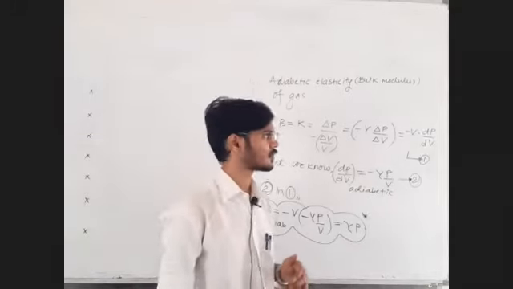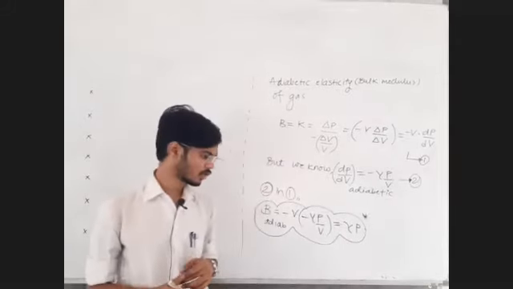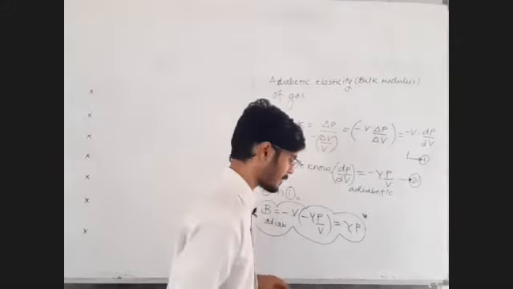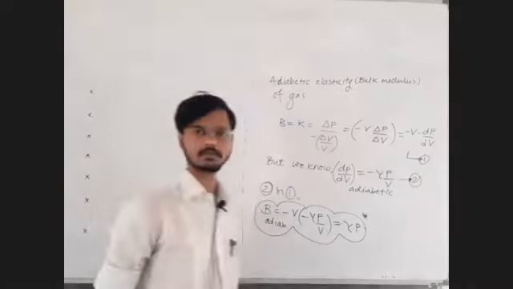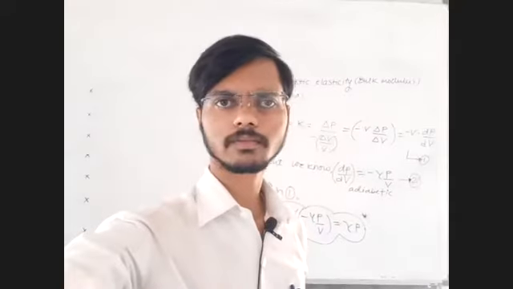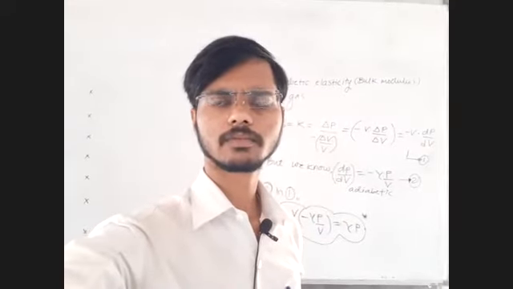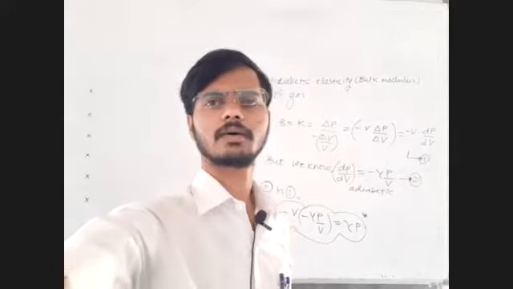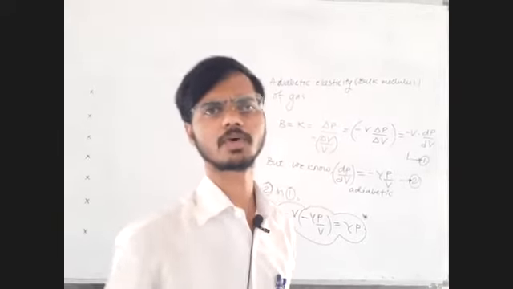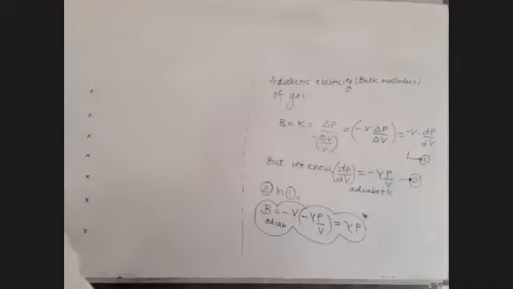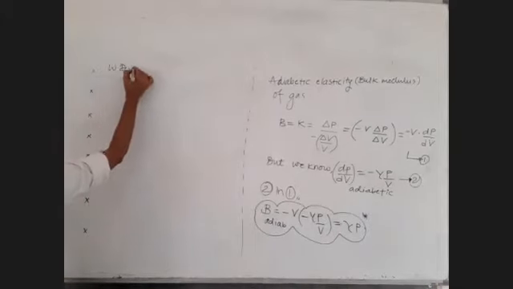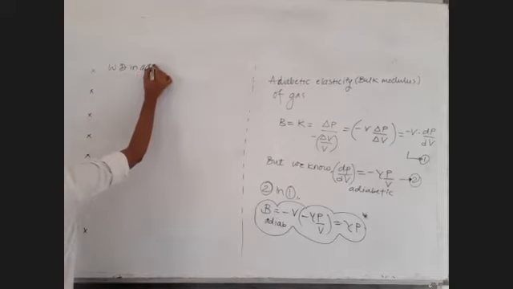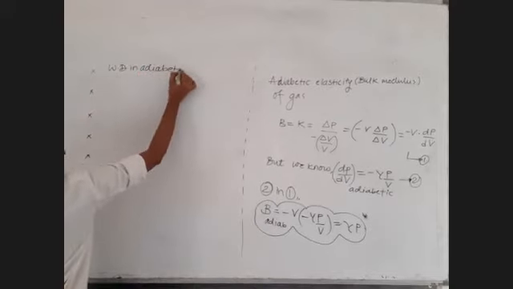So these are the work done expressions we have seen so far. Now the next is adiabatic work done. Let's see how much time we have. Okay, let's take 15 minutes more, but we'll complete this point. Write down work done in adiabatic process.